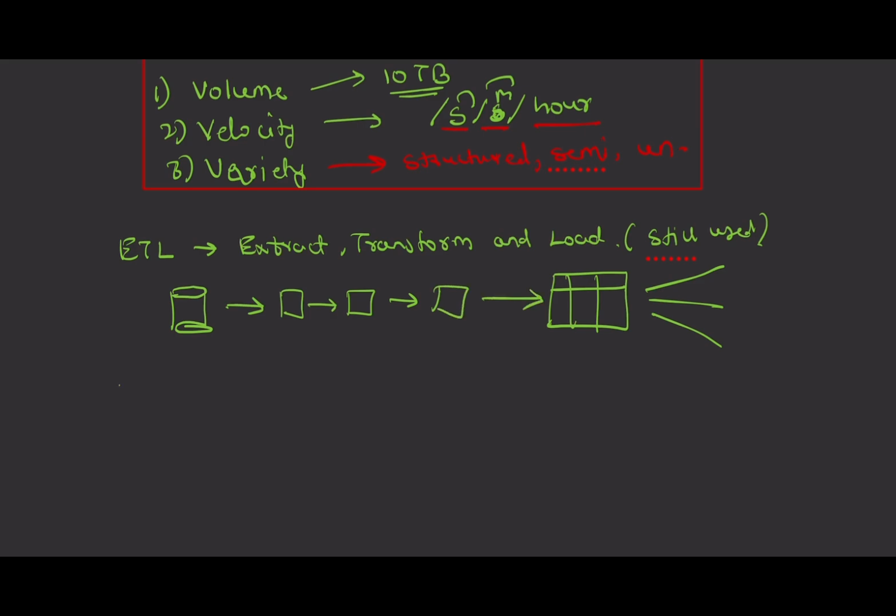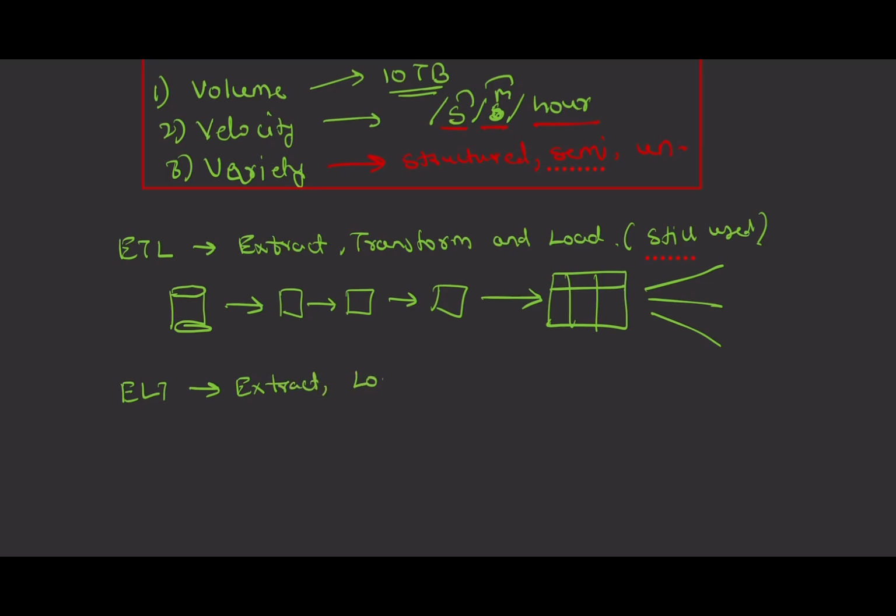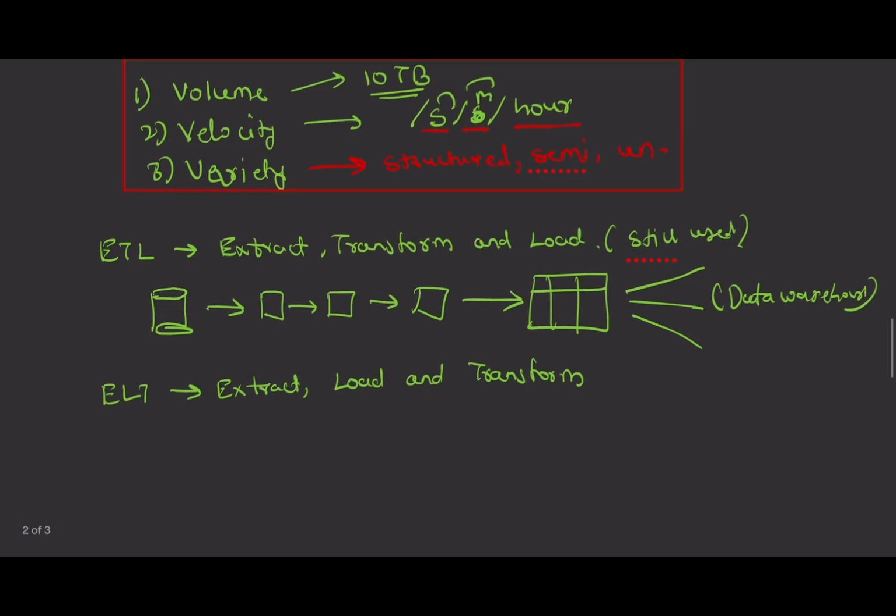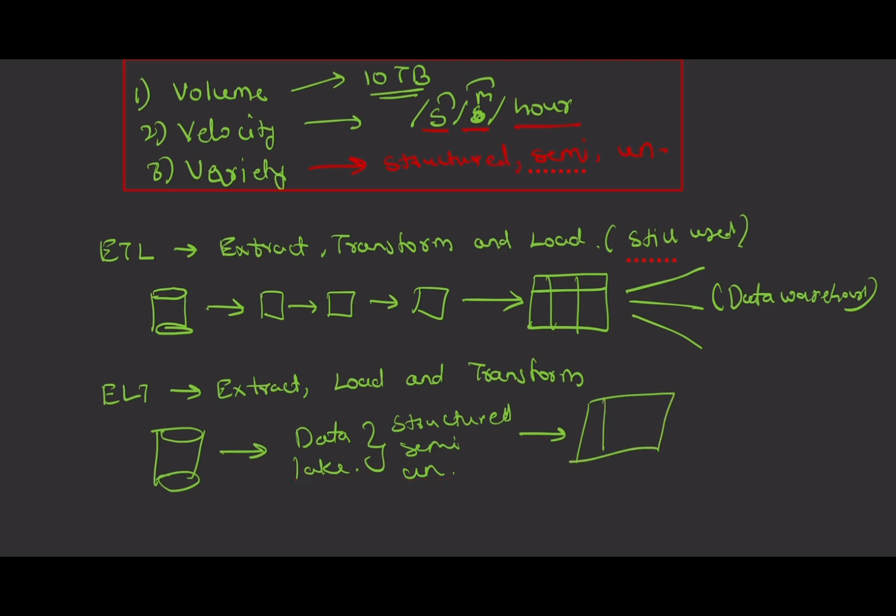But now we mostly use ELT, because the data is so big that we do not have the time to process it first. ELT stands for extract, load, and transform. In ELT, we extract the data from the source and directly load it into a data lake, which supports all kinds of data: structured, semi-structured, and unstructured. Then we transform it as per the requirement, and the end user can query the data lake using Spark.